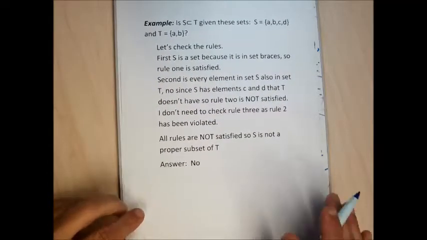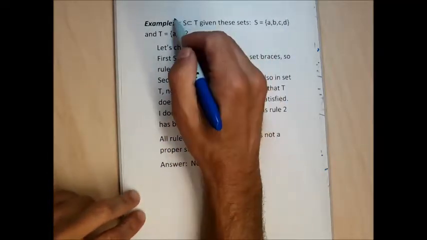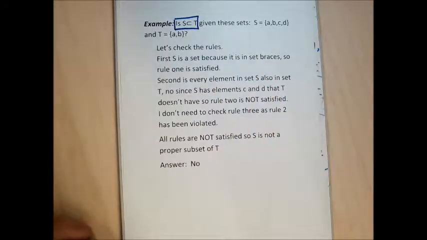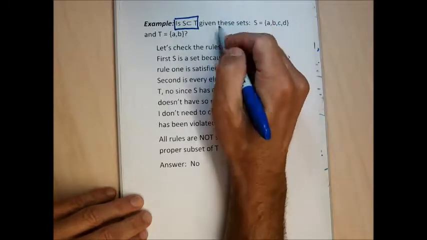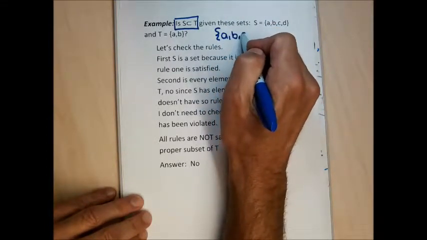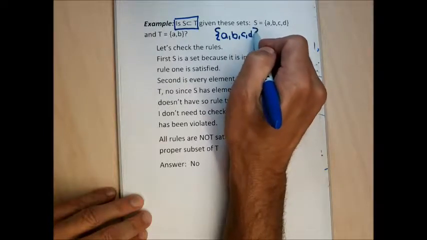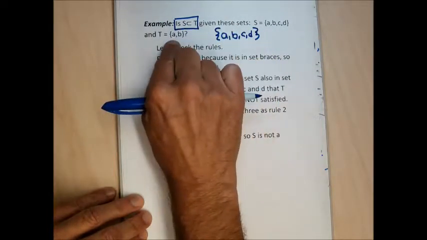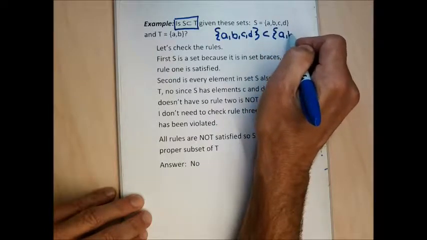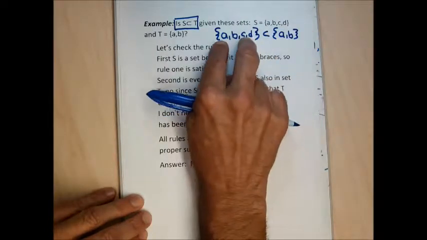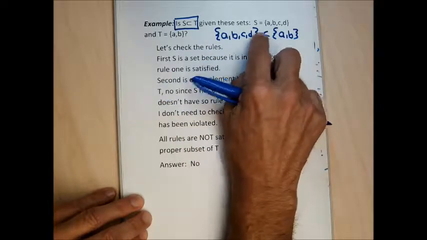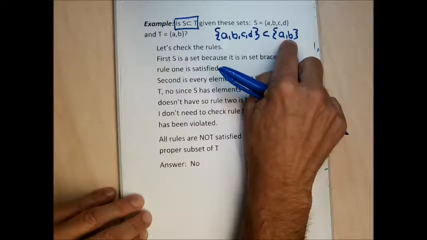Let's do it with these two sets. So I'm asking the question, is S a proper subset of T? My answer is either going to be yes or no. S is the set represented by the letters A, B, C, and D. And T is a set represented by the letters A and B. So I'm trying to see if this is a true statement. Is the set A, B, C, D, which is what S is equal to, a proper subset of the set T, which is the set containing A and B?